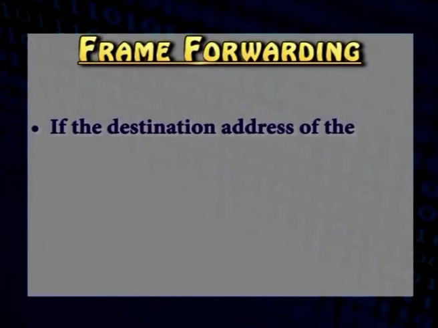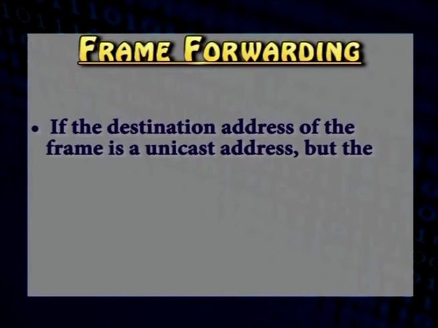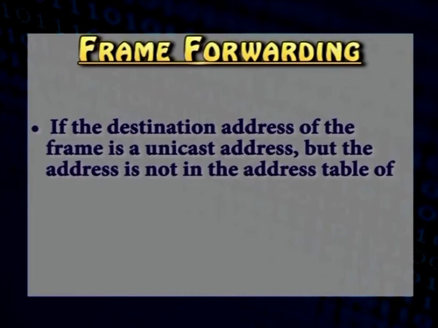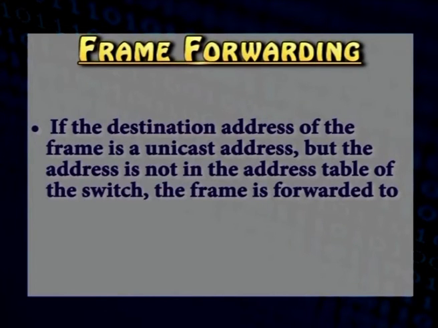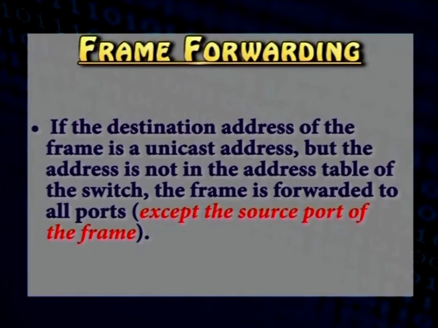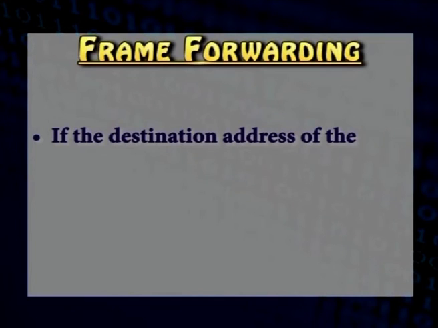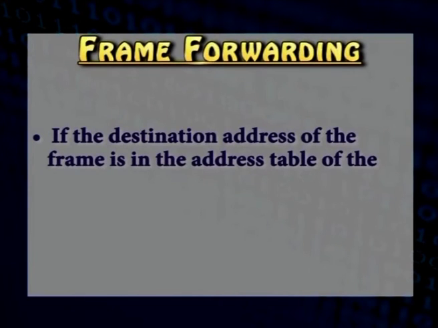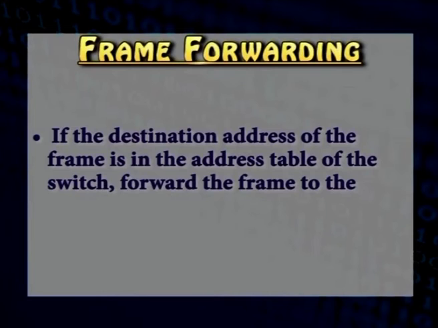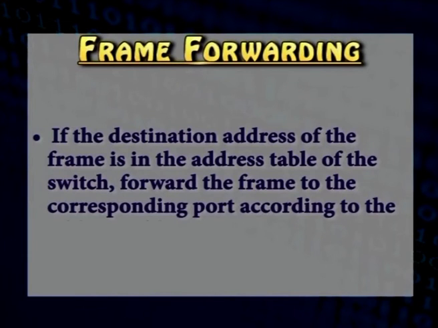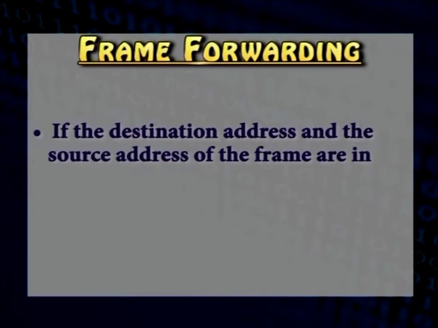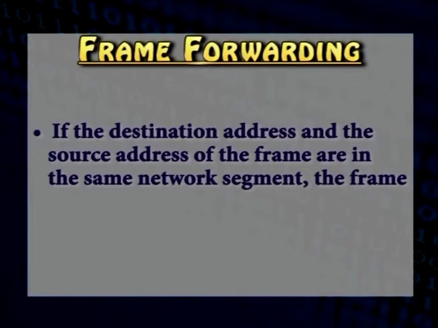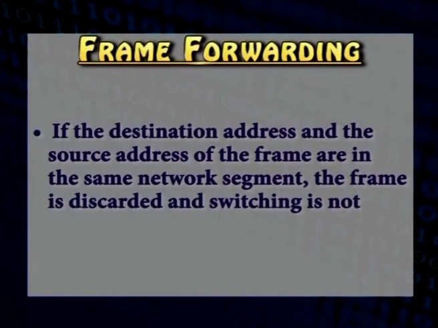Second, if the destination address of the frame is a unicast address, but the address is not in the address table of the switch, the frame is forwarded to all the ports except the source port of the frame. Third, if the destination address of the frame is in the address table of the switch, forward the frame to the corresponding port according to the address table. Fourth, if the destination address and the source address of the frame are in the same network segment, the frame is discarded and switching is not performed.